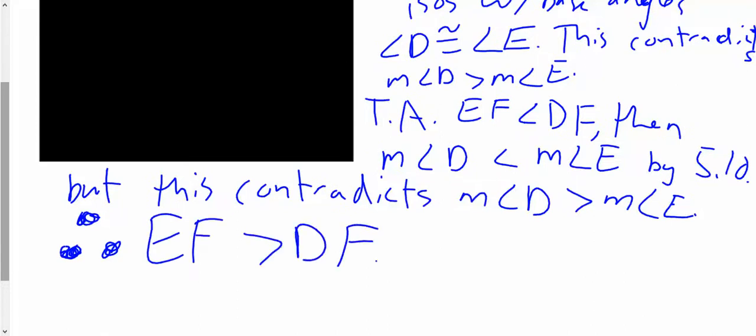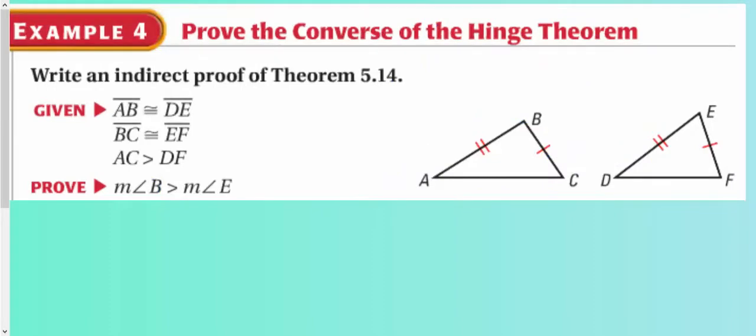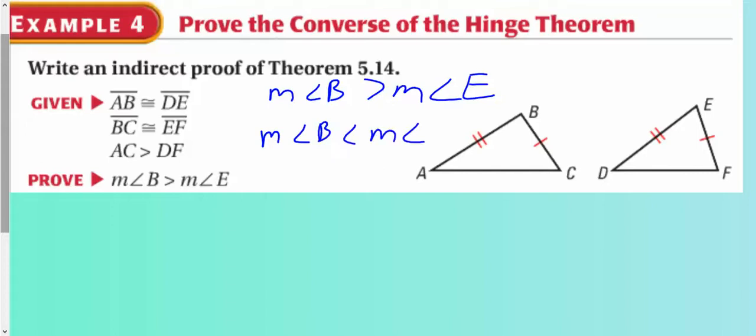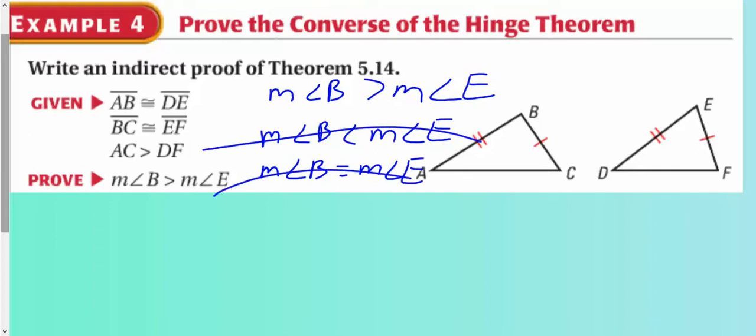And that is your indirect proof. So we're just kind of using process of elimination. And then here's one more. All right, so this is the converse of the hinge theorem. So again, we have three cases here for the measure of angle B and the measure of angle E. You could have the measure of angle B being greater than the measure of angle E, which is what we're trying to prove. You could have the measure of angle B being smaller than the measure of angle E, or you could have the measure of angle B being equal to the measure of angle E. I want to show that those two things cannot happen, and then what I want to happen actually happens because of process of elimination.